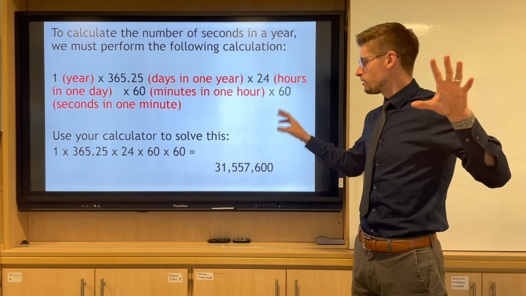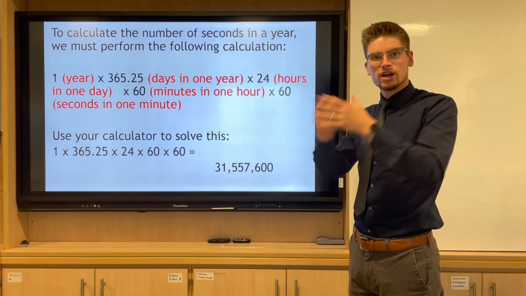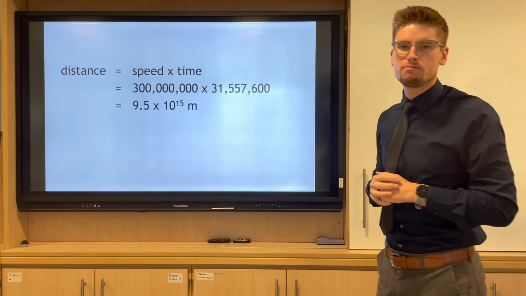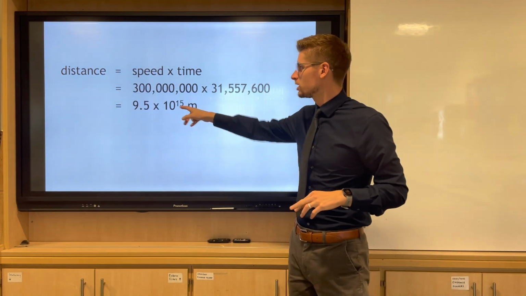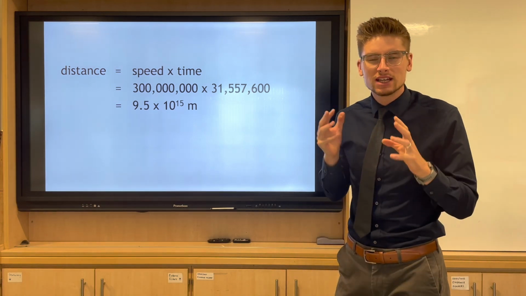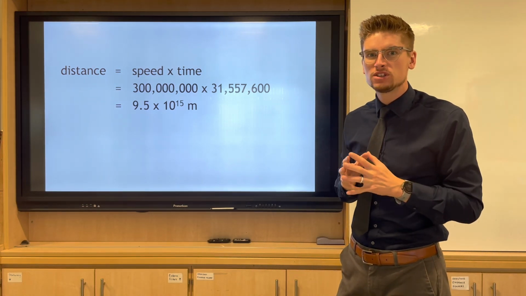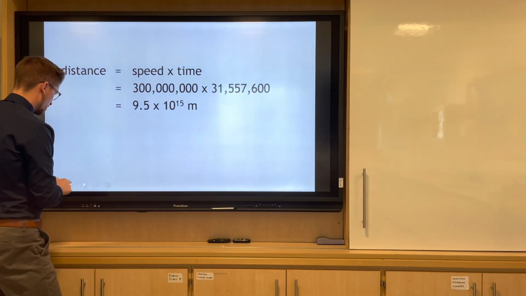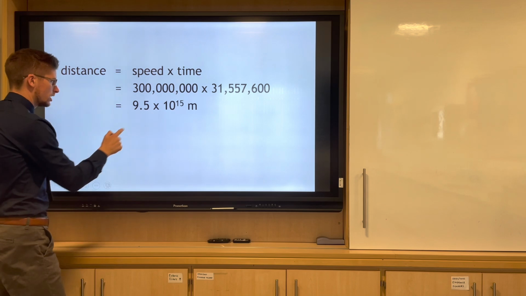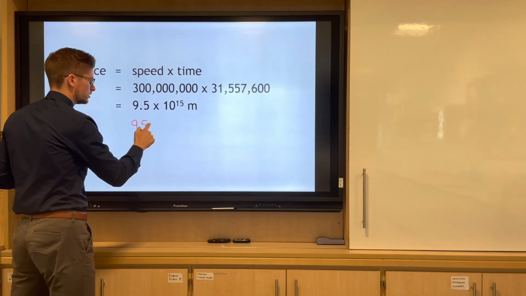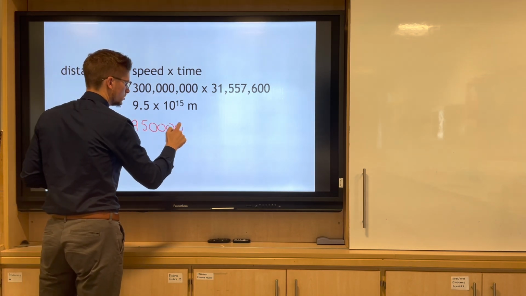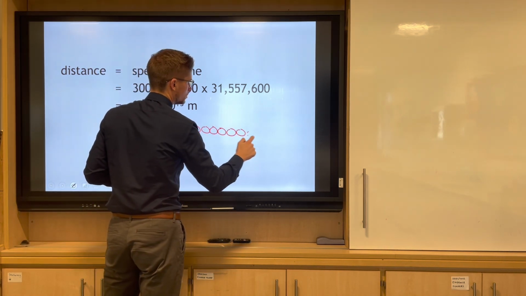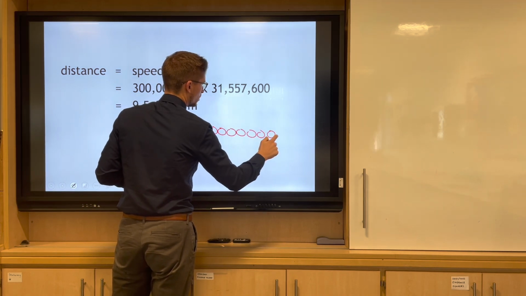So now we've got 2 big numbers. We've got 300 million and we've got this number here. What we're going to do is multiply them together. Okay? So if we multiply them together, this is the big sum that we have, and we get this number here, 9.5 times 10 to the 15 meters. Now, what does that actually look like? Well, here we go. That's basically 9, 5, and then a long string of zeros, meters.